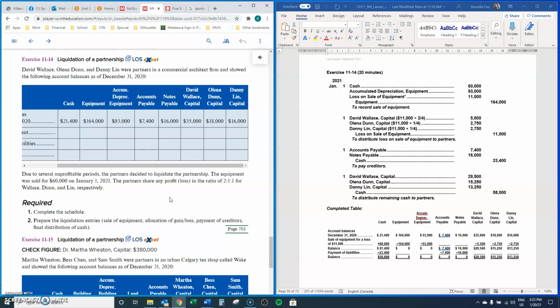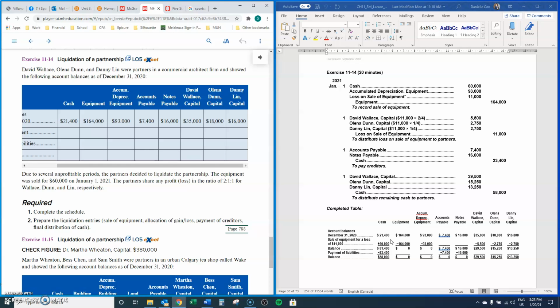The equipment was sold for $60,000. The partners share any profit or loss on the ratio of 2 to 1 to 1, respectively. Okay, so we have to complete the schedule and prepare the liquidation entries. So the schedule is actually on the bottom here. So we start off with the information that was given. So step 1, and they were listed in the book.